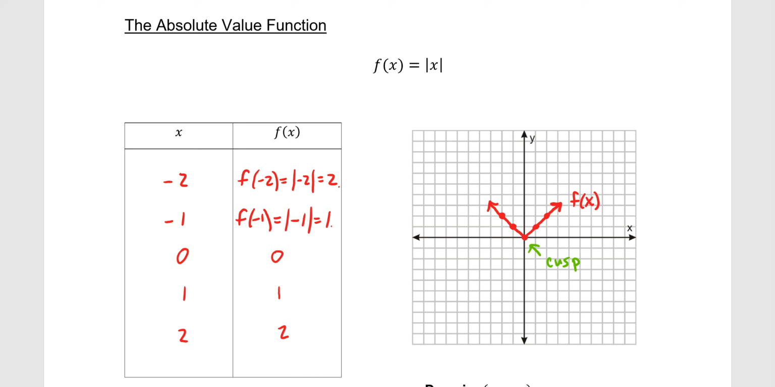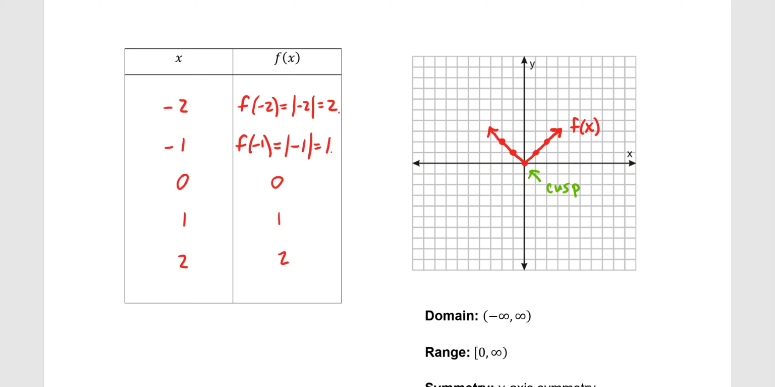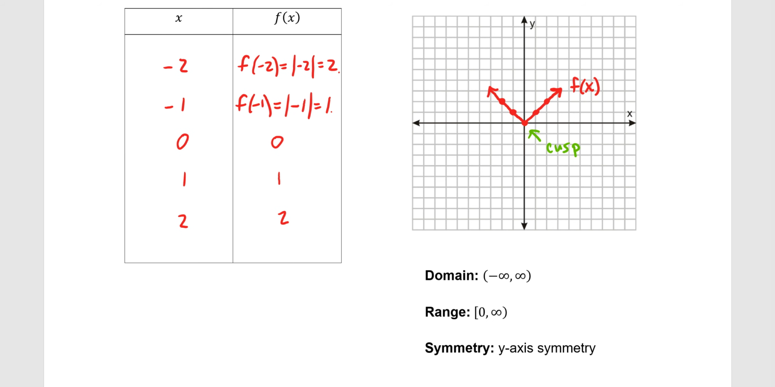And the sharp corner is called a cusp. So a vertex is a smooth turn. The cusp is a sharp point. Okay, and then the properties for this one: domain is negative infinity to infinity, range is 0 to infinity, including the 0, and the symmetry, as we can see, it is an even function, meaning it has y-axis symmetry.